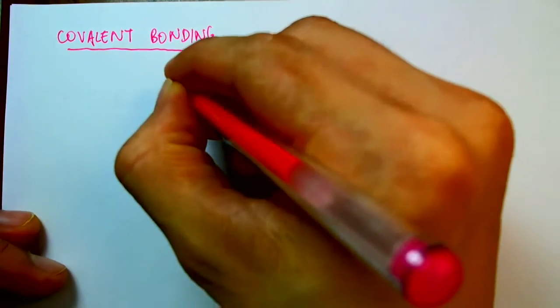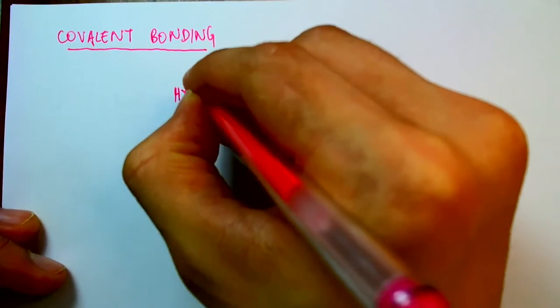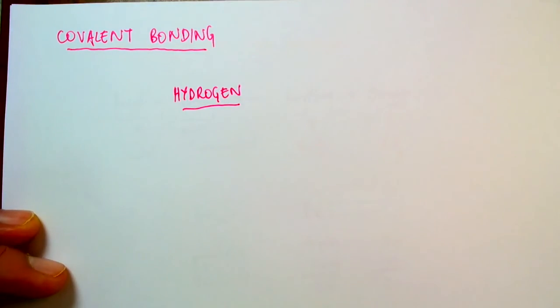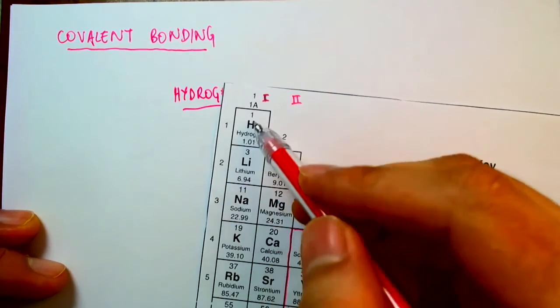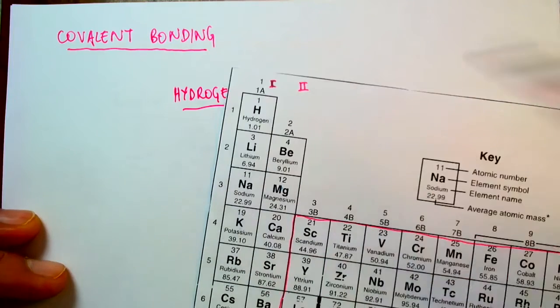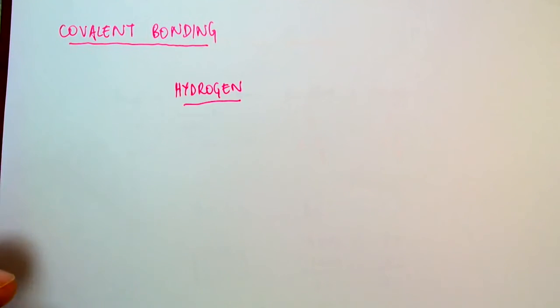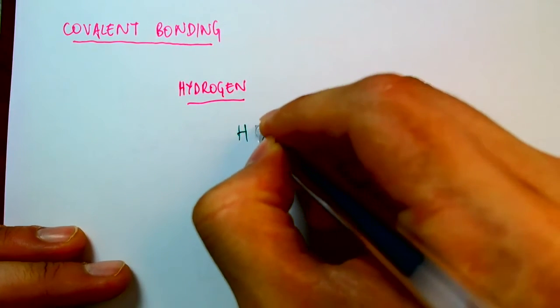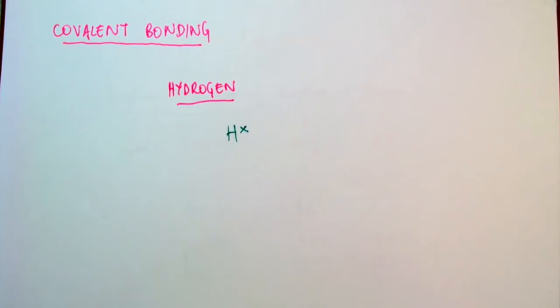I will look first at hydrogen with itself. So hydrogen is element number 1. So hydrogen has 1 electron, so that's 1 hydrogen.